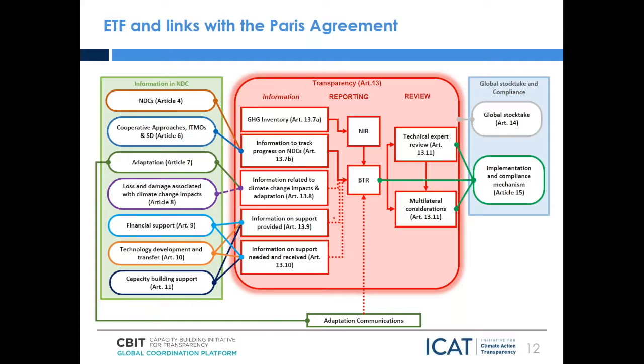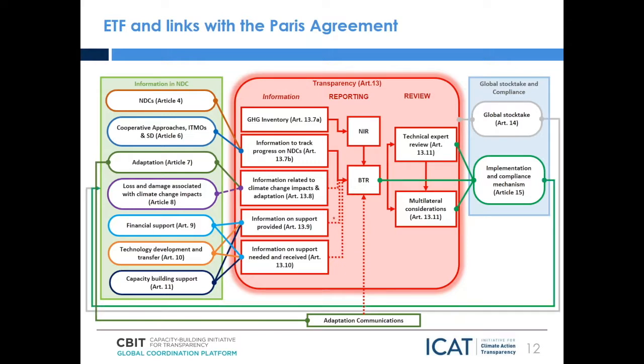So finally, you can see these two lines that do a loop back to the left of the figure. And that's because the outcomes of the global stocktake and compliance processes should become useful information for countries preparing new NDCs, and in a way that would theoretically lead to continuous improvement over time.